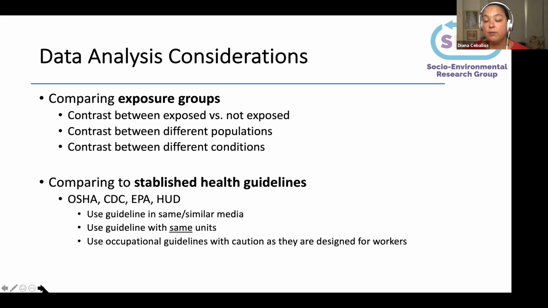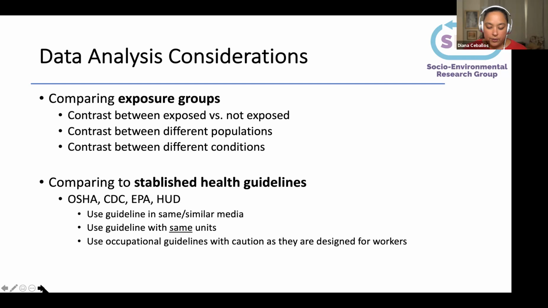And so in my nail salon research, for example, I have compared, for example, salons that do not use acrylic versus salons that use acrylic. So that would be exposed versus not exposed. I have compared the nail salon workers with the general population. So that would be comparing different populations. And I have compared before the shift and after the shift for solvents. And that would be contrasting different conditions.